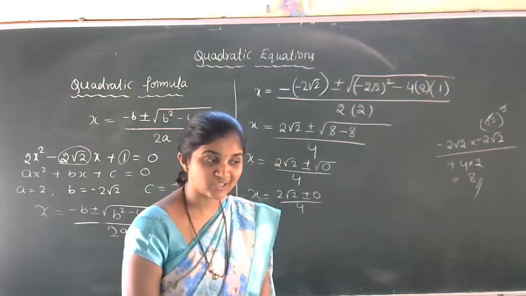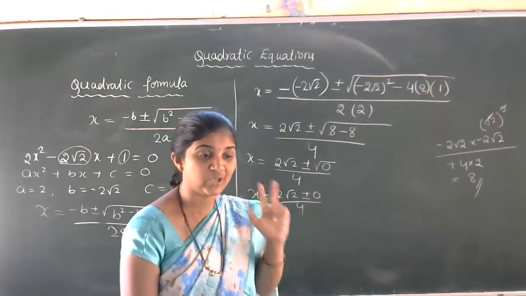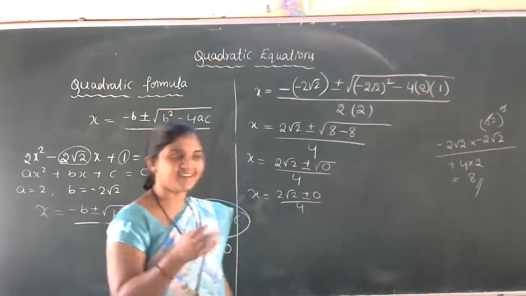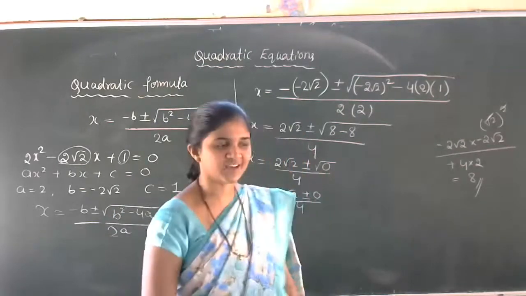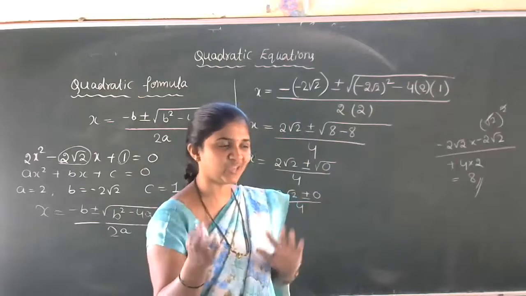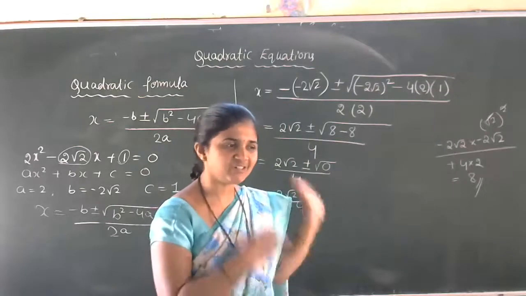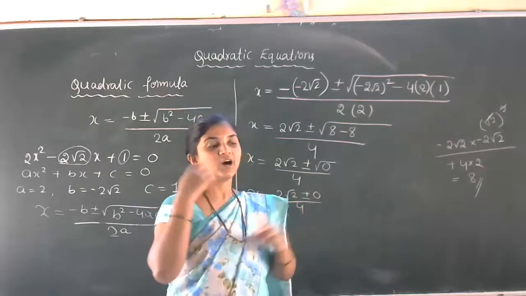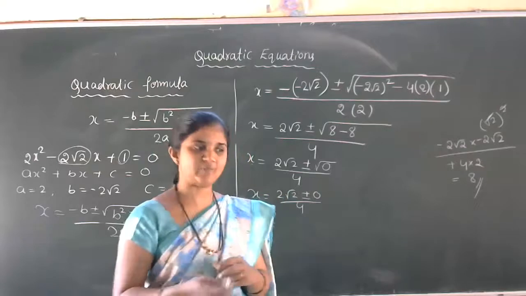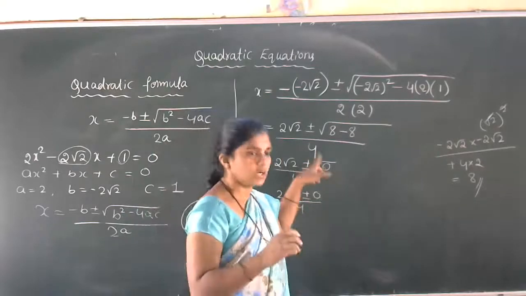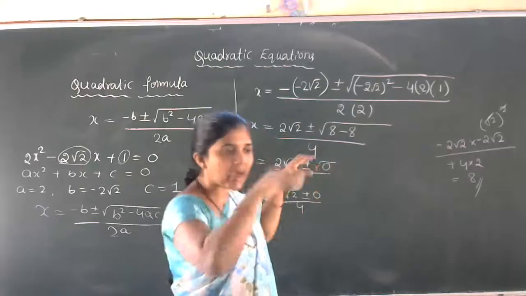What you will get actually? Equal roots. Roots are real and equal. That we will discuss in the next class also. Next topic is nature of the roots. In that we will discuss. Now we are just discussing the formula method, how to find out the roots of the equation using the formula. Now one thing you notice, when you get 0 in place of b square minus 4ac.